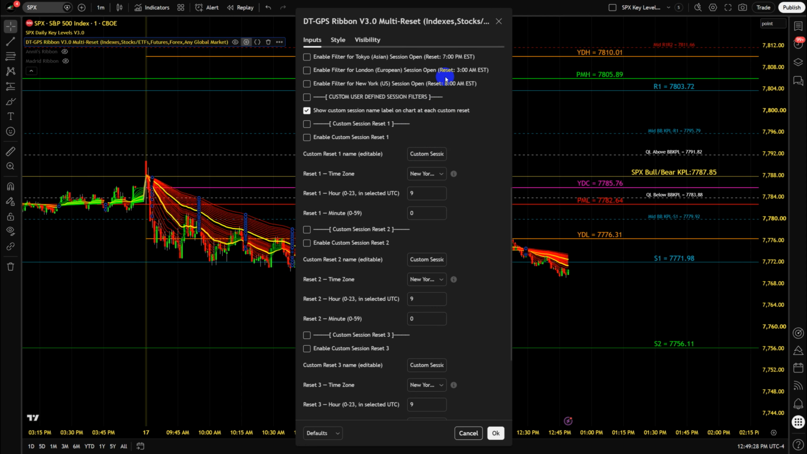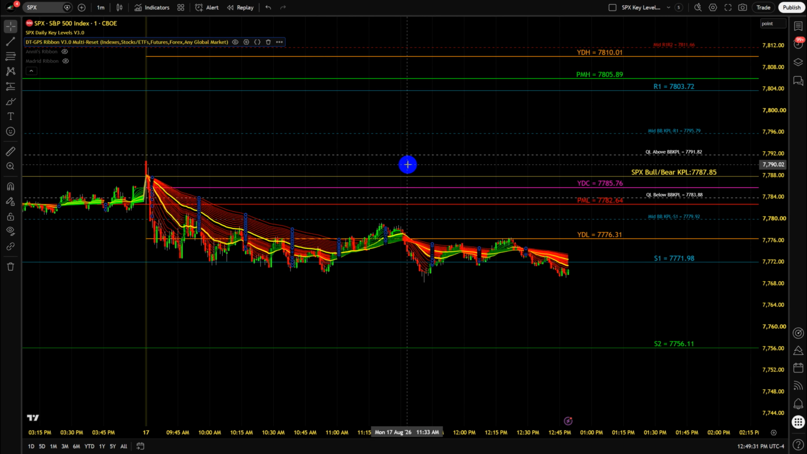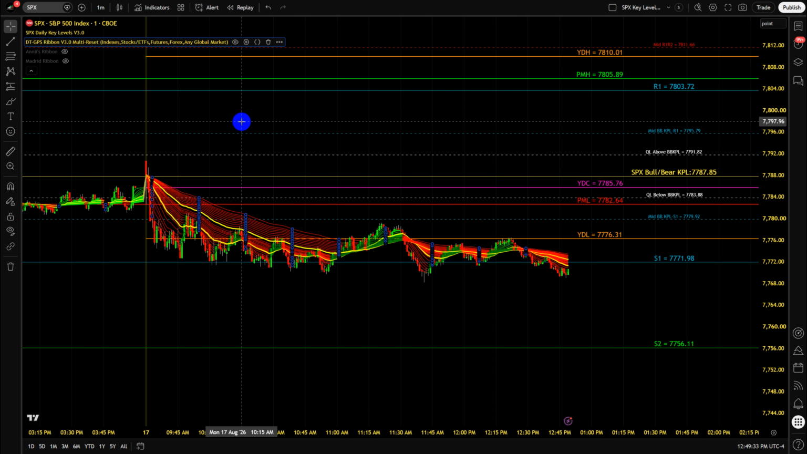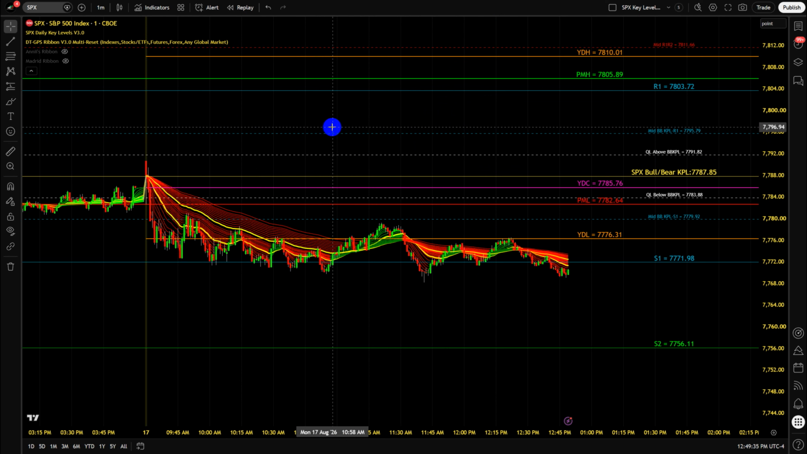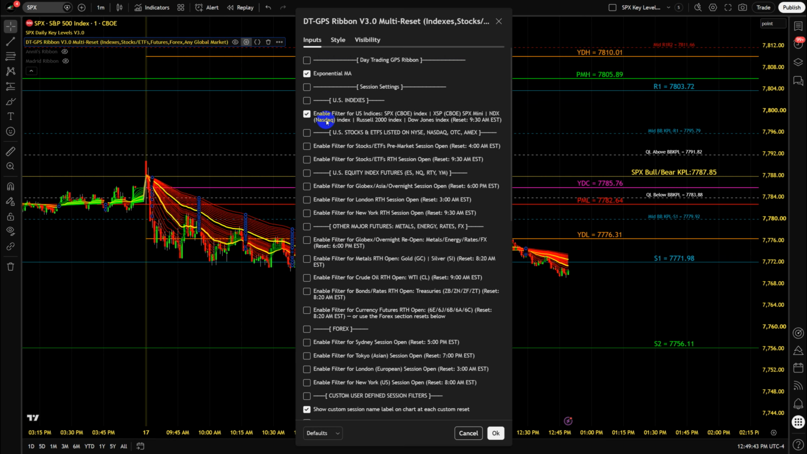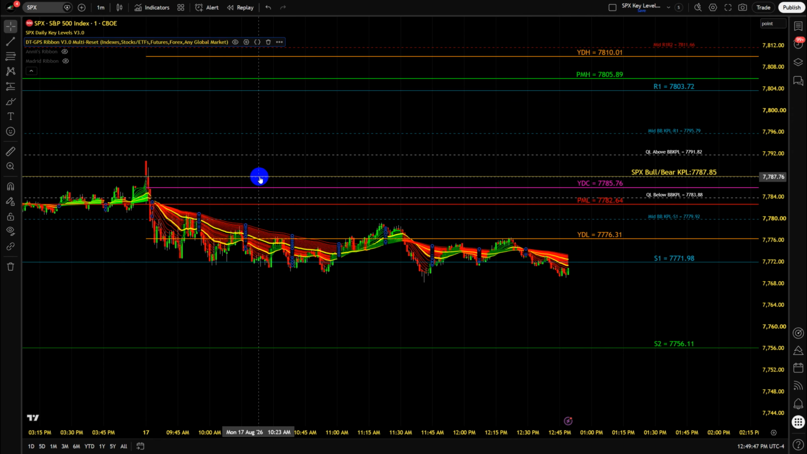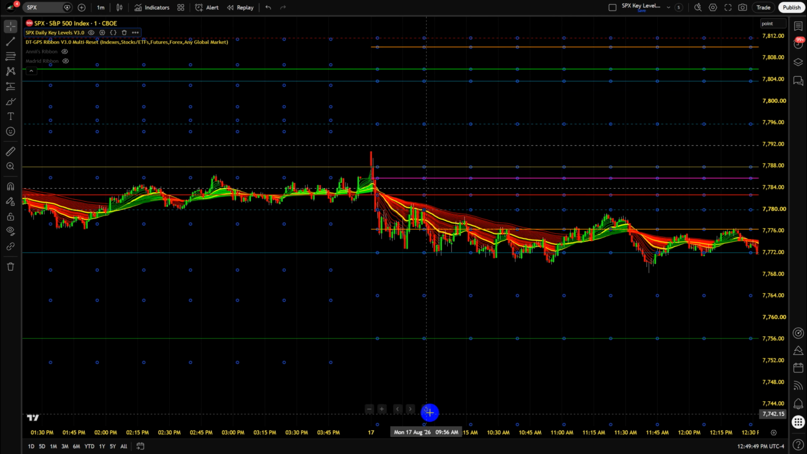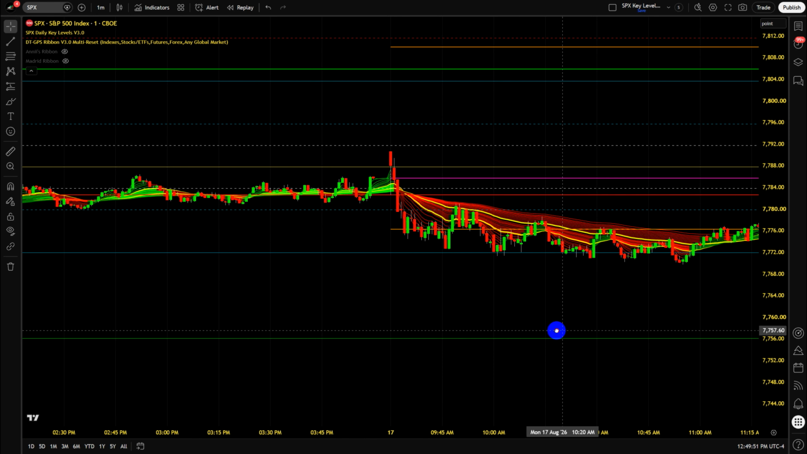Now, as far as the SPX market, today is another example of why the resets can be important. Today we had a gap up scenario. Right now we're showing it with the reset on. If we go ahead and turn the reset off, then you'll see this is what normally it would look like.